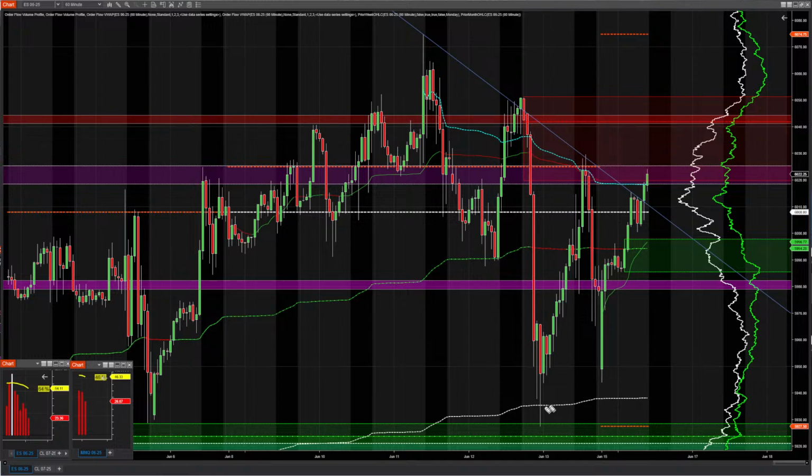We lifted off. This is the U.S.-China trade pause anchored VWAP right here. We pushed off, went all the way up to the most traded price of the week. That's about 60.22. Let's just call it. And that's where I got short.